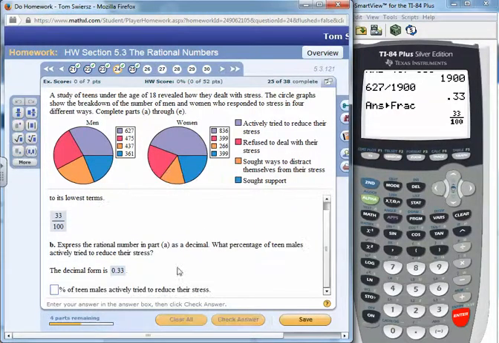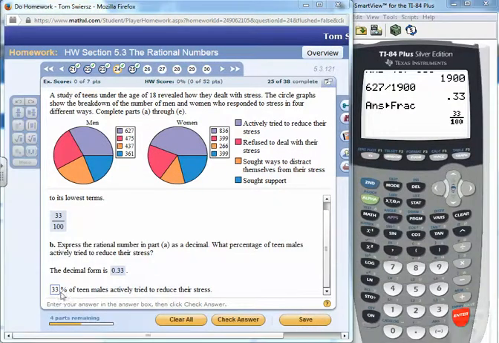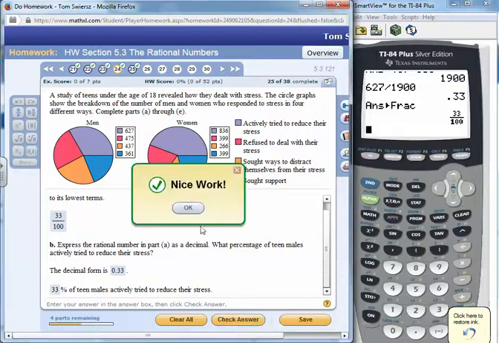And then to convert a decimal to a percent, you move the decimal place 2 places to the right. So 0.33 becomes 33, and then you add the percent sign. So it's 33%. The percent sign is already next to the answer, so all we have to do is put in the number 33, and that's what we got.